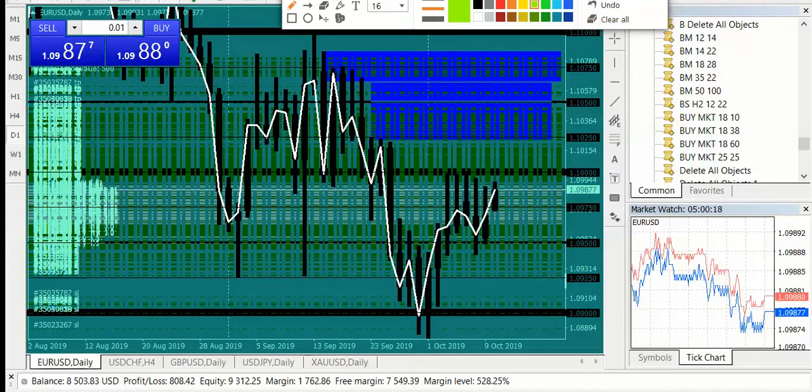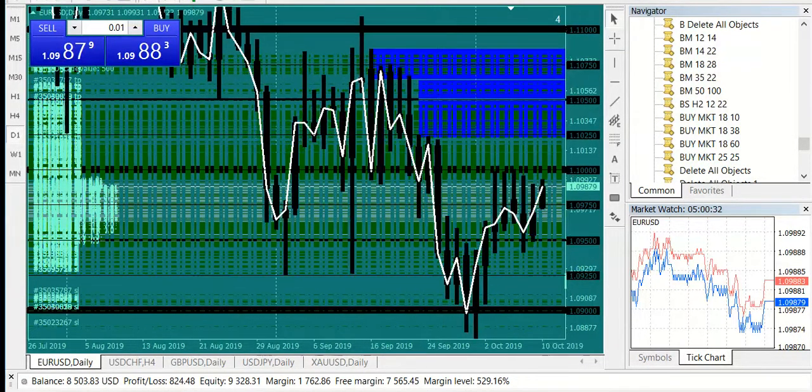So that's my big picture view, the daily. But I'm just looking for these zones to fill. I think that maybe we're done going down for a while. This was amazing. Come on.